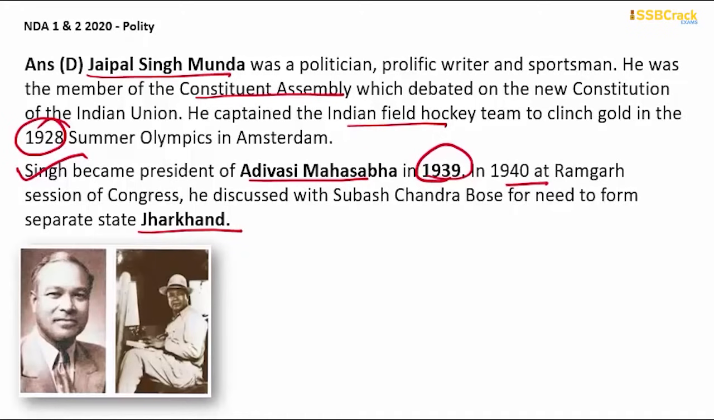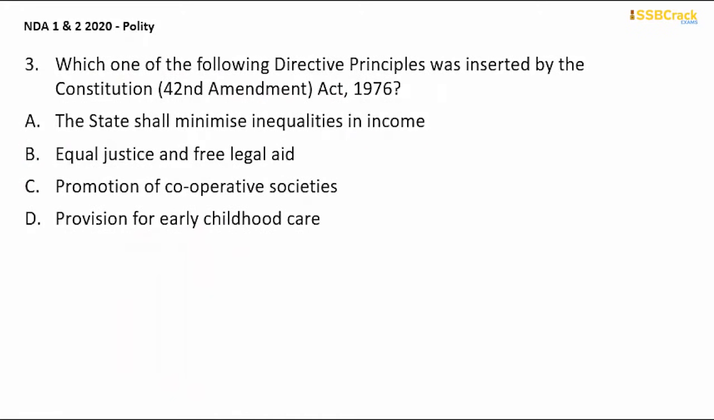Okay. Now, the next question is, which one of the following directive principles was inserted by the Constitution 42nd Constitutional Amendment Act 1976? A. The state shall minimize inequalities in income. B. Equal justice and free legal aid. C. Promotion of cooperative societies. And D. Provisions for early childhood care.